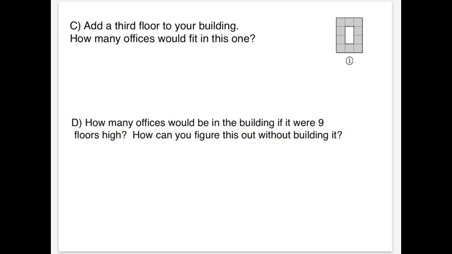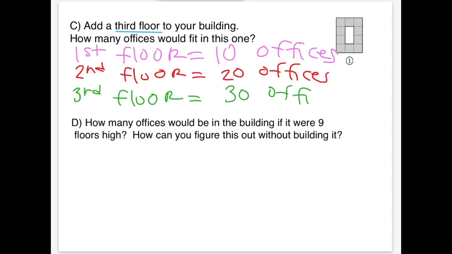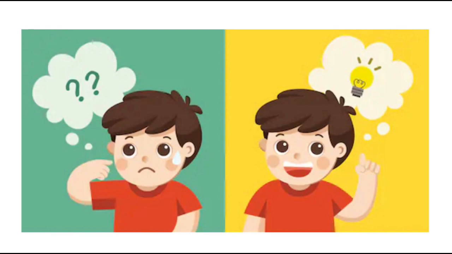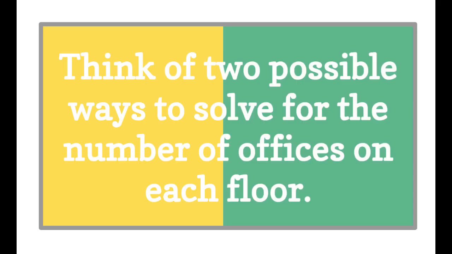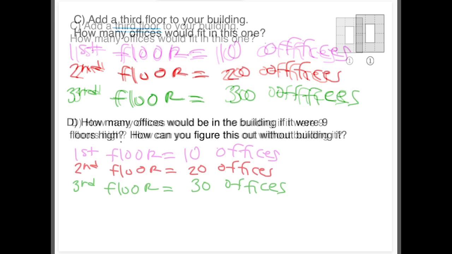All right, moving on to part C. It now says add a third floor. So if you look at it, the third floor would equal 30 offices. So again, think about how you can get that answer.